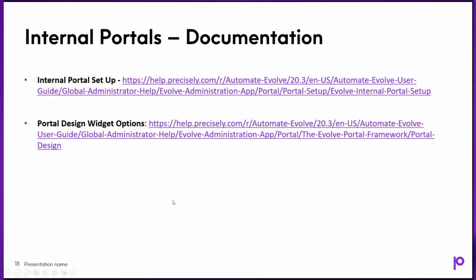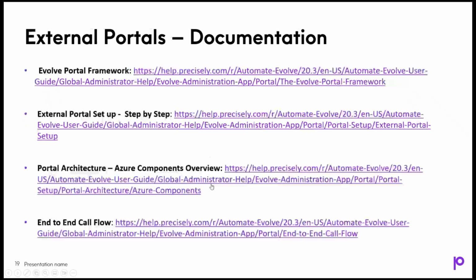We talked about setting up an internal portal and what those different widget options are, which I clicked through briefly to show you what they look like and what you could make them do. And similarly, for external portals, we talked a little bit about the portal framework and the step-by-step guide to building the portal setup itself. Again, there are the architecture components, and there are also details about the end-to-end call flow and how that would work.